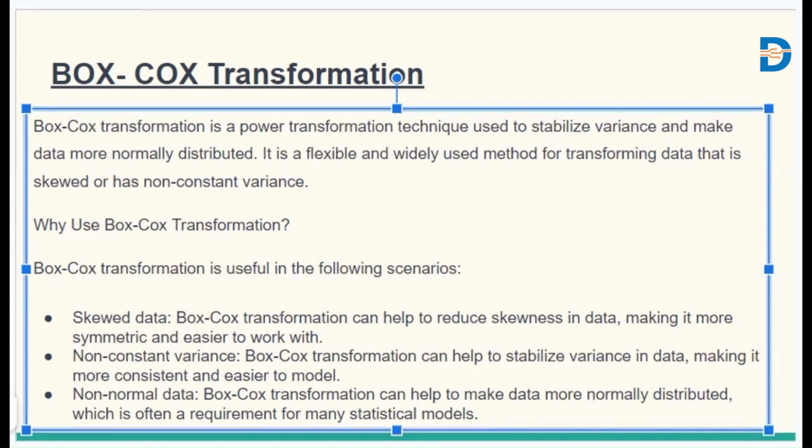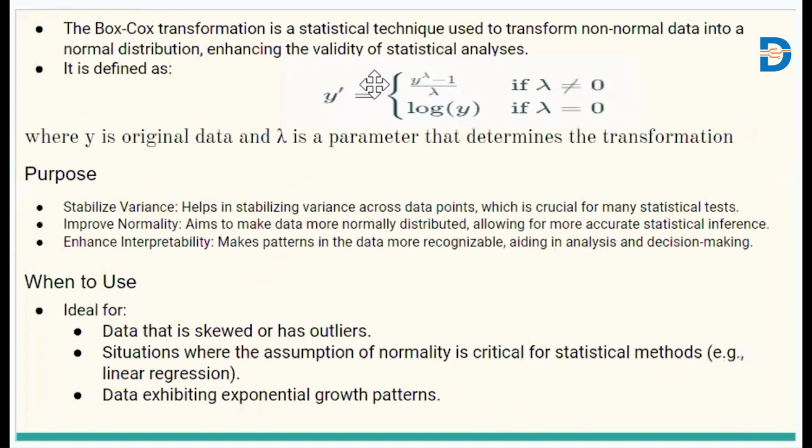Non-normal data. Whenever you have a non-normal distribution of the data, it will help to convert it into a more normally distributed one, not exactly normal, but more likely a normal distribution. So this is to transform non-normal data into a normal distribution.